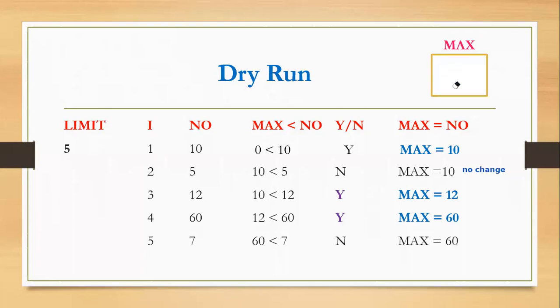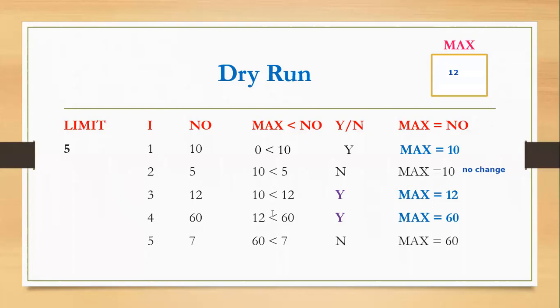Max equals number. So what is the value of max? Max value is 10 and value of n is 12. So here max value will change from 10 to 12. Then I value became 4. Then next time I am going to input here as 60.